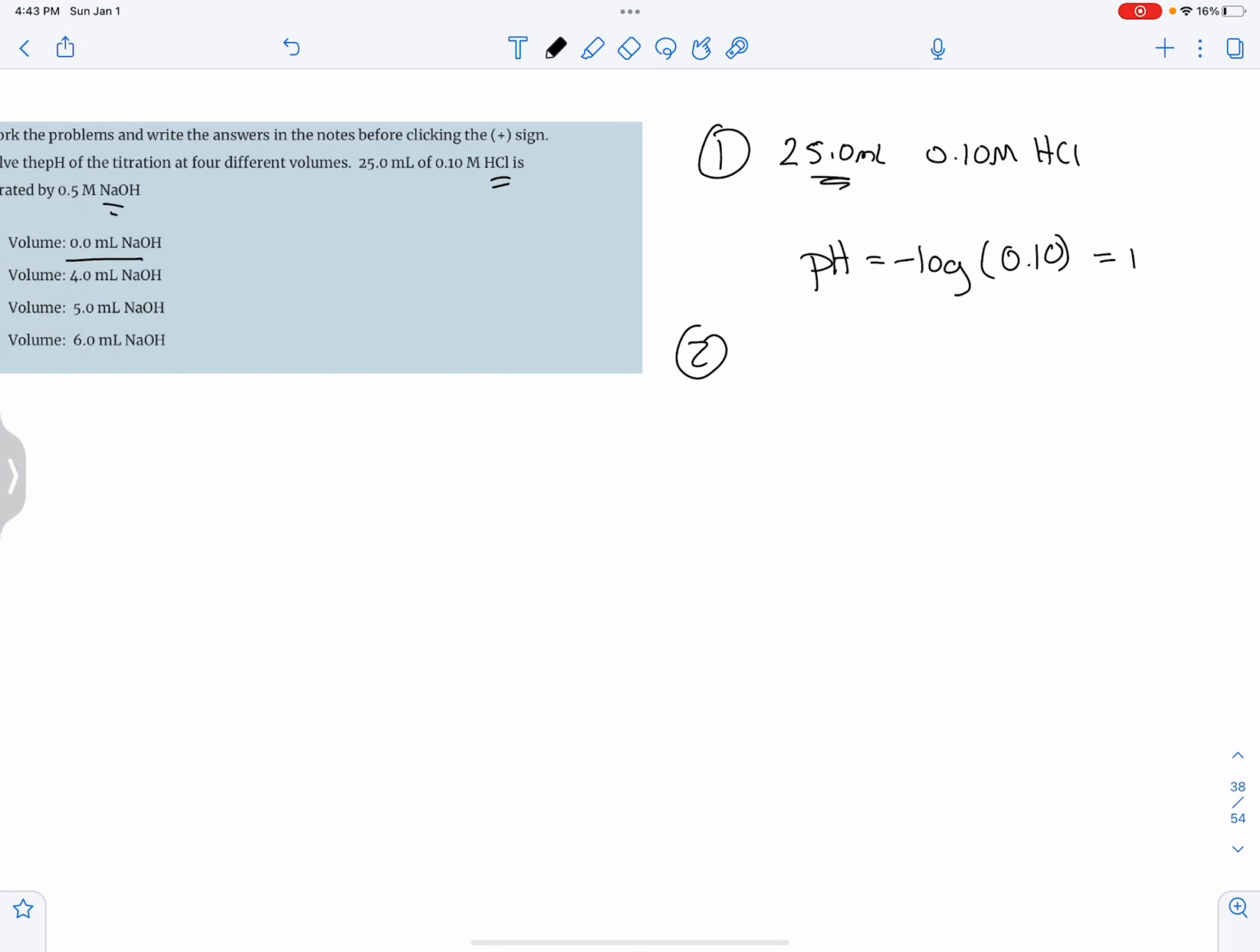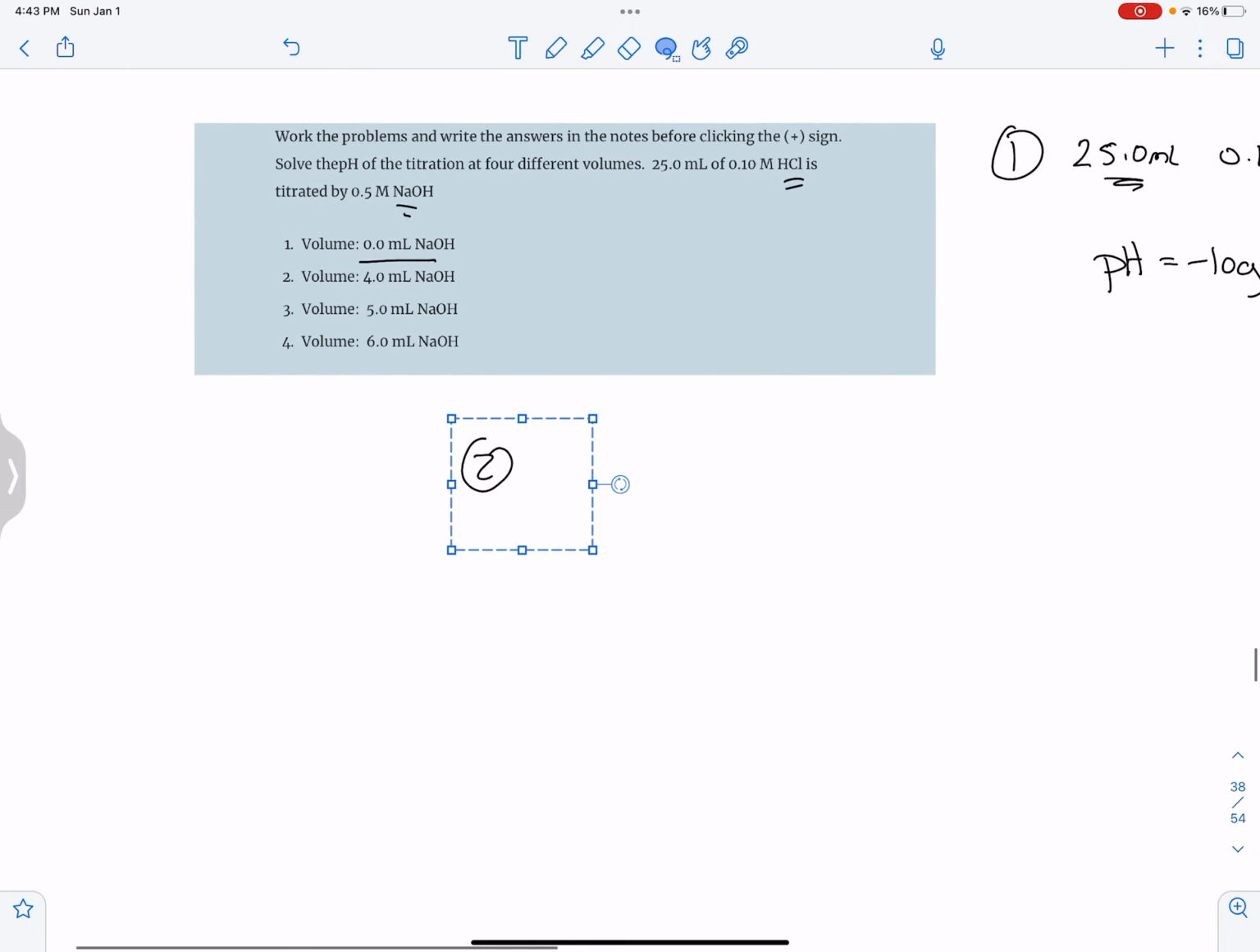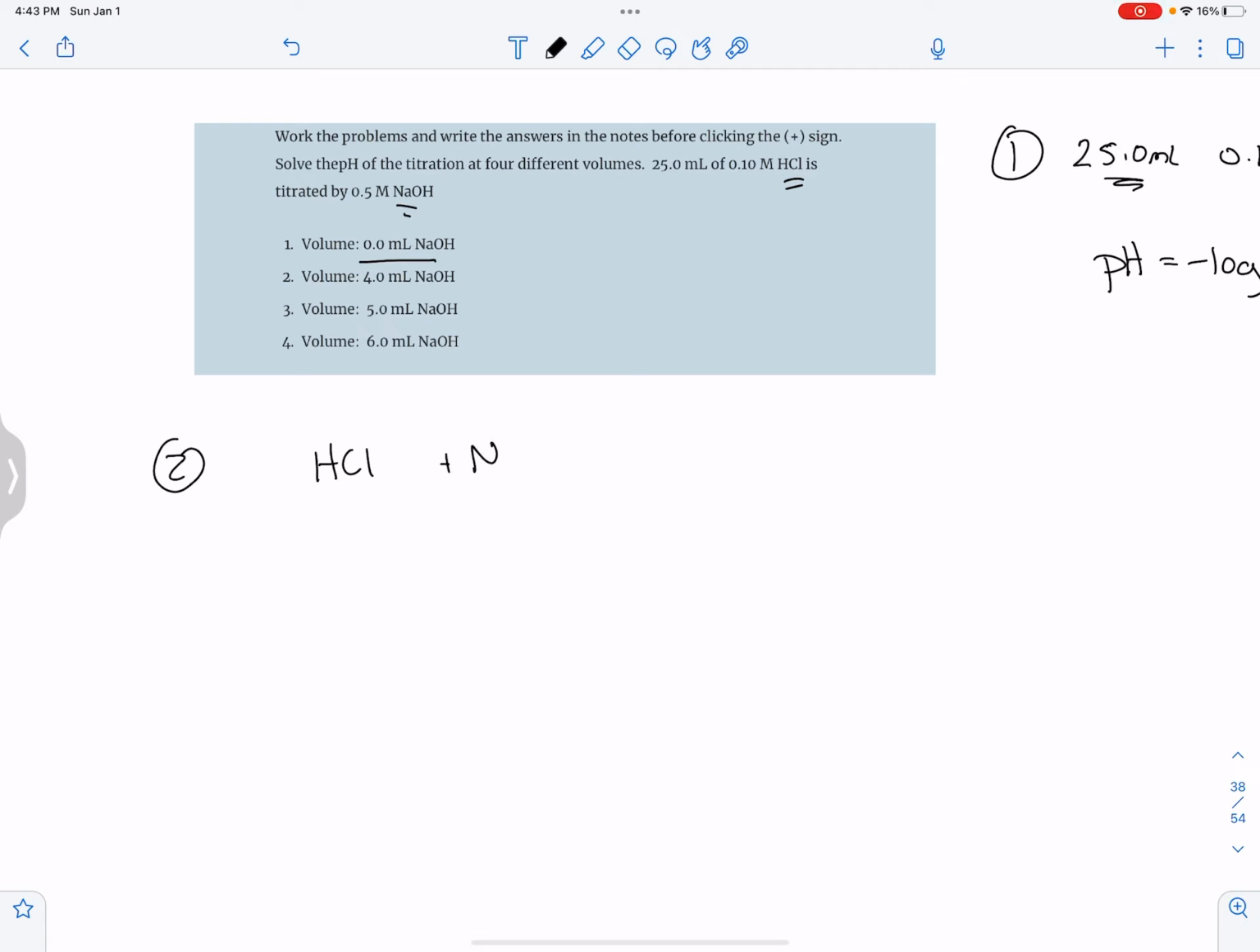Second part, I'm going to have to put in some NaOH. So at this point, I'm going to need an equation. I'm going to go ahead and put it over here so I've got a little bit more space. So I have HCl plus NaOH makes NaCl. Again, that is a neutral salt, plus HOH. And any strong acid and strong base will make the neutral salt. So ICF. I do need to go ahead and do my math here.